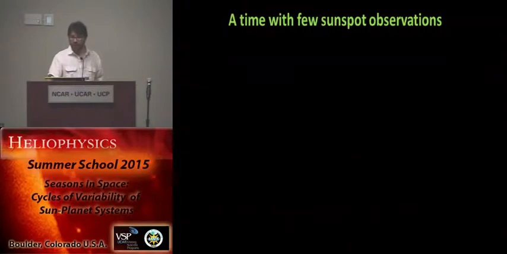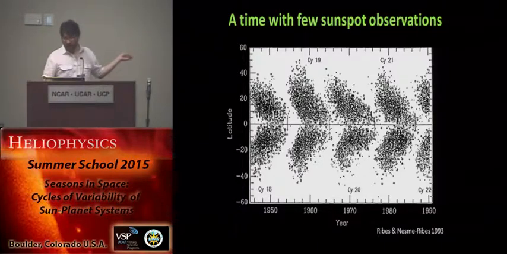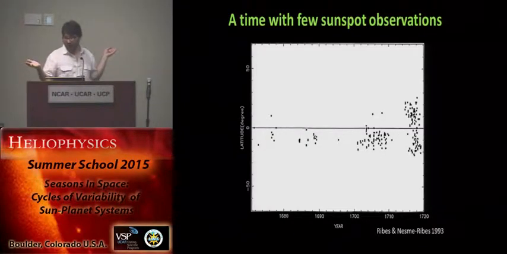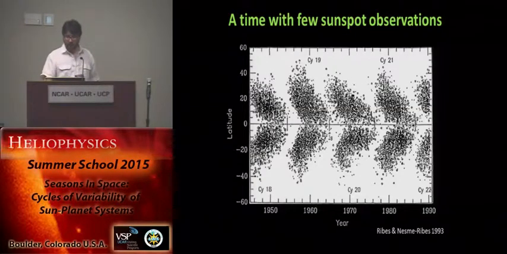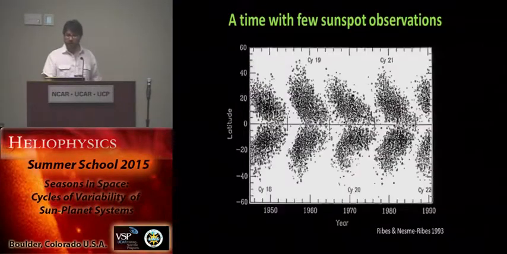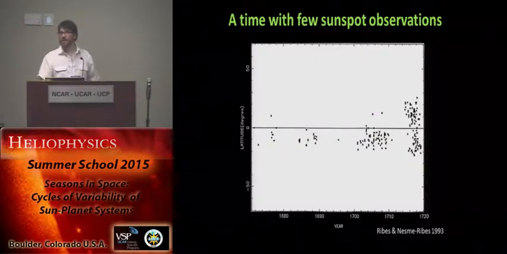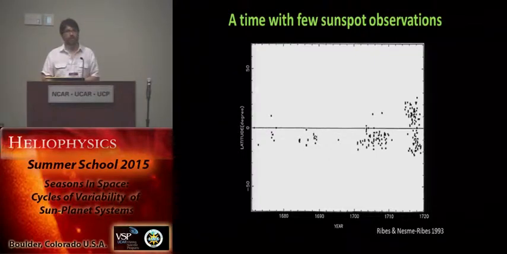And so this is just cycles 18 to 22, right? And this is what we know the sun was doing during the Maunder minimum. So you see a very significant difference between these two. There is a very strong hemispheric asymmetry between the two. And we didn't really see that many sunspots.